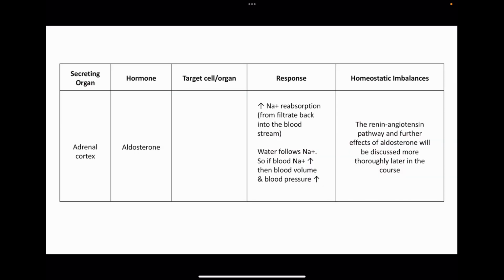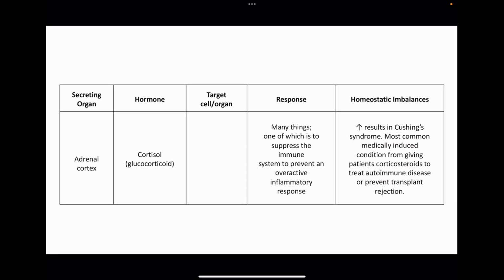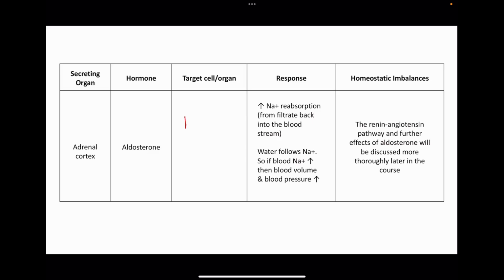Okay, so the first hormone of the adrenal cortex is going to be aldosterone. The target cell or organ are our kidney tubule cells. And what they're going to do is they're going to increase sodium reabsorption. So we're going to take sodium from our filtrate, which again is our pre-urine, and we're going to put it back into the bloodstream.